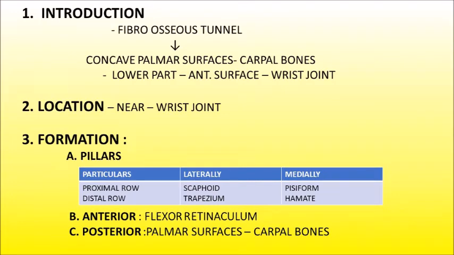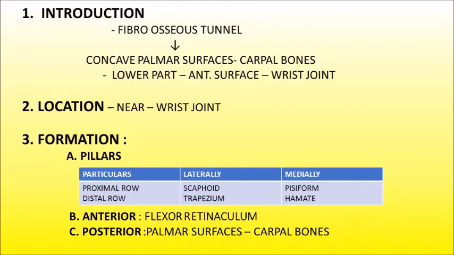Let us start with its introduction. It is a strong fibrous band that bridges the anterior concavity of the carpus, also called the carpal arc, and converts it into an osseofibrous tunnel called the carpal tunnel. The flexor retinaculum is rectangular and is formed due to the thickening of the deep fascia over the carpal bones. Let us move on to its attachments.